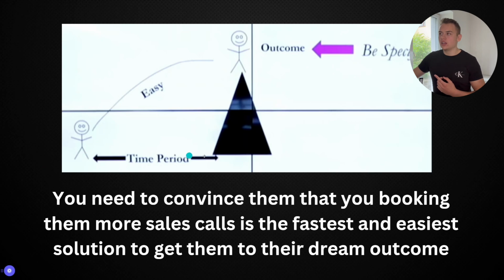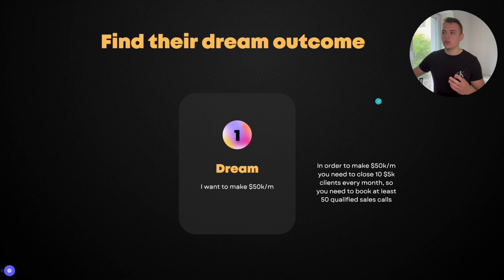How long it will actually take, and what is their dream outcome, okay? You need to actually specify their dream outcome, and how they will actually get there. You need to be the bridge from their current situation to their dream outcome, and you need to convince them that this is the easiest and fastest way to get them there, okay? So you need to know those things. First thing, find their dream outcome.